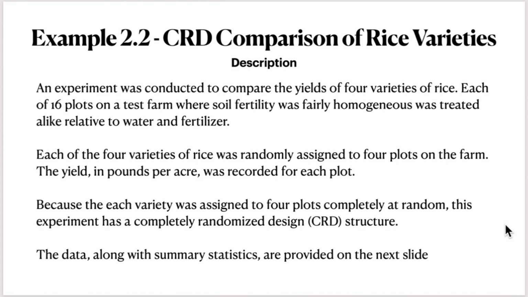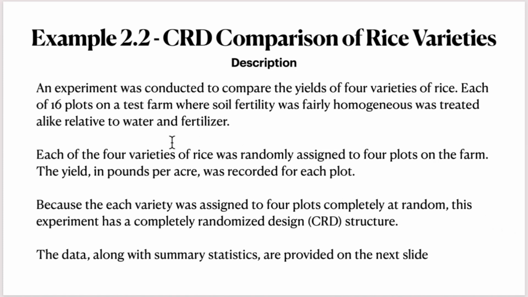All right, so an experiment was conducted to compare the yields of 4 varieties of rice, each of 16 plots on a test farm where soil fertility was fairly homogeneous, and the plots were treated alike relative to water and fertilizer. Each of the 4 varieties of rice was randomly assigned to 4 plots on the farm. The yield in pounds per acre was recorded for each plot. Now, because the variety was assigned to plots completely at random, this experiment has a completely randomized design.